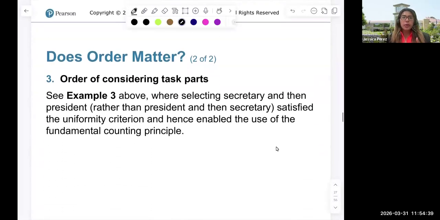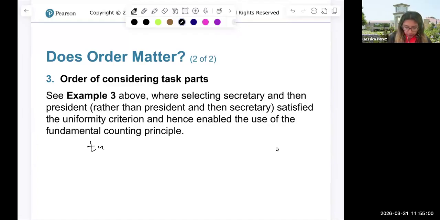And then the third one, order of considering tasks. Again, from the previous example, selecting a secretary and then the president, or first the president and then the secretary, it actually satisfies the uniformity criterion. That means we are able to use the product principle, or the fundamental counting principle.